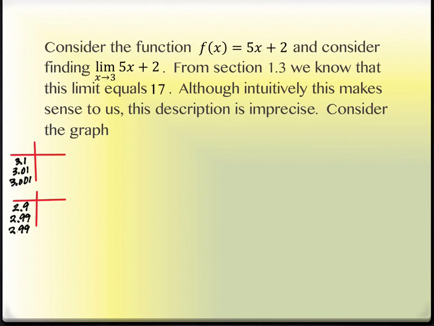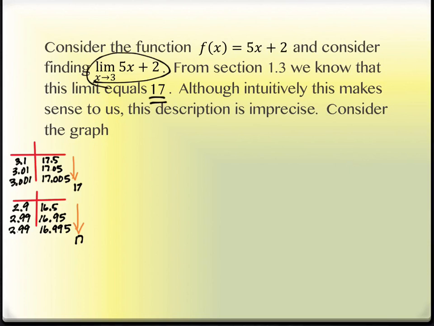And our values are 17.5, 17.05, 17.005. The other one is 16.5, 16.95, and 16.995. Okay, as we go to the bottom of each one of these tables, what do we get? 17. Okay, so this limit right here is equal to 17. Okay, so that's what it's telling us.